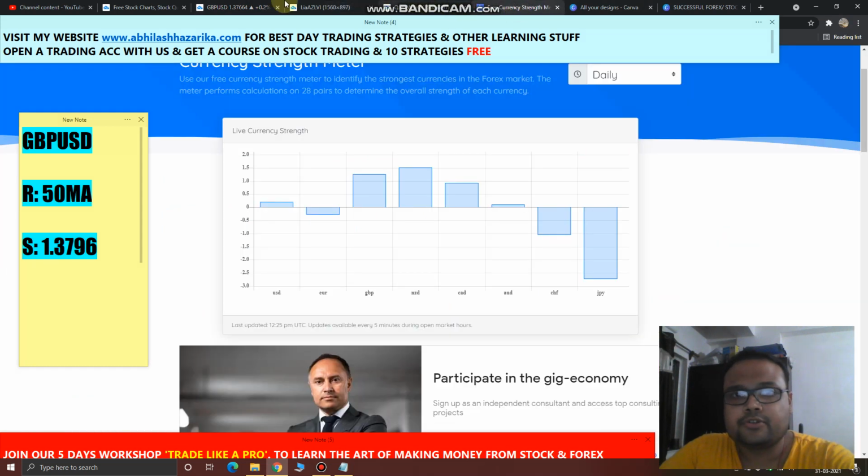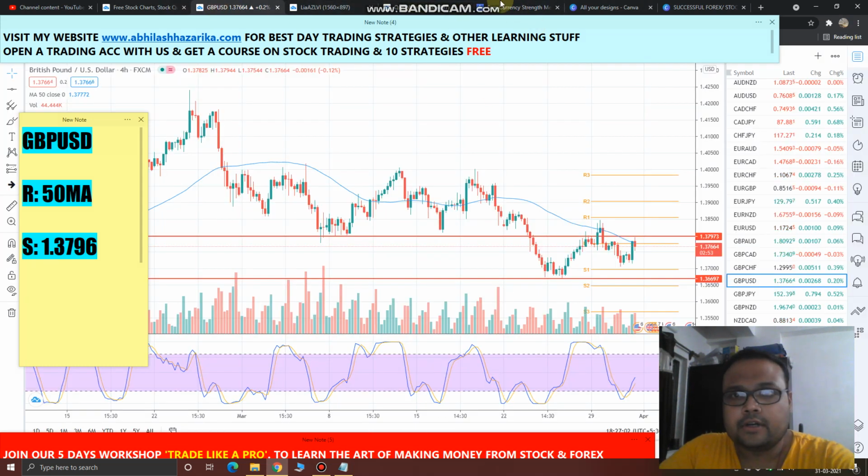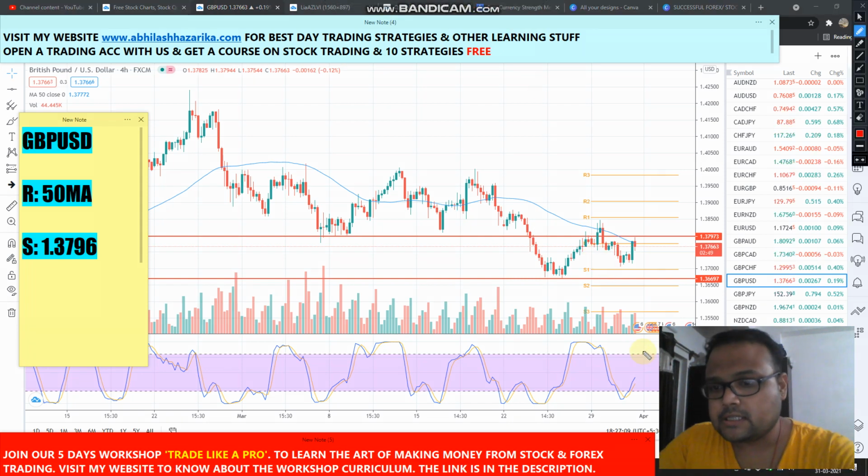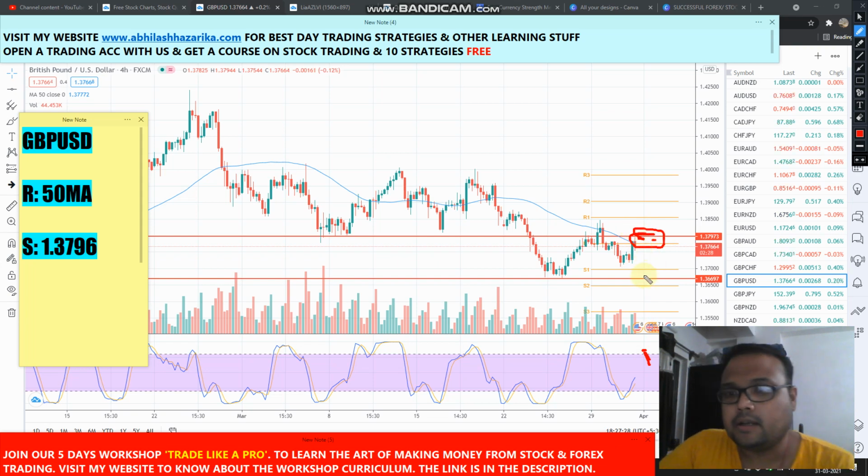So what should be the strategy? Wait for the stochastic RSI to go to the overbought zone. When it is overbought, just look at the position of the price. If you see that stochastic RSI is about to come down, look at the position of the price. If the price is still lingering around in this range, then you can short the market. But remember that this level has got support, so this is your target level.